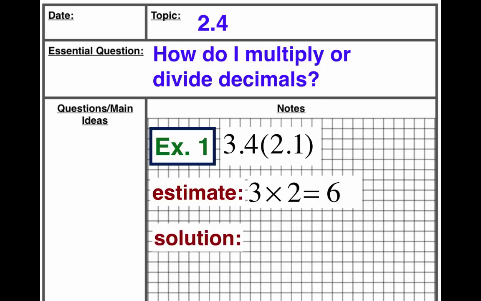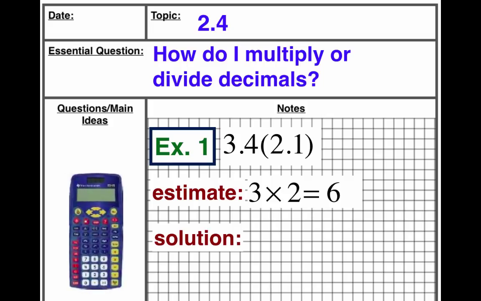That's not right. It needs to be close to 6. So let's do it. Grab a calculator right now if you got one handy. I hope you do. And multiply 3.4 times 2.1. I'm going to do the same thing, and you can check what you got on your calculator. I got 7.14. That's pretty close to 6. I'm going to say pretty reasonable, and I think that's the right solution. It's not far off from my estimate.